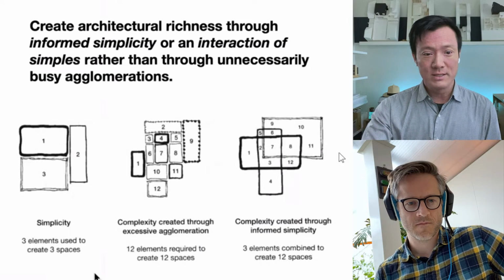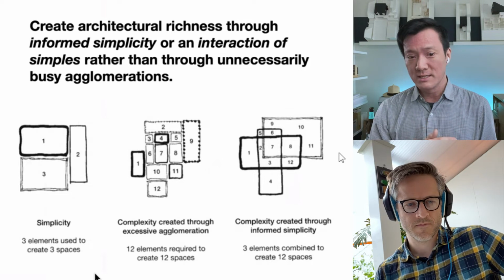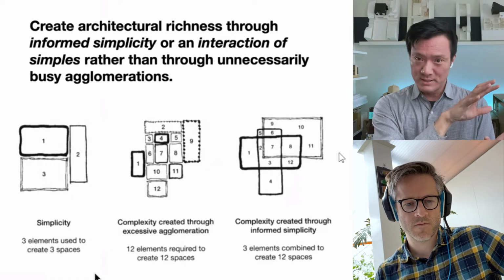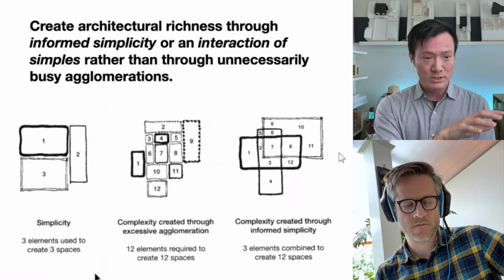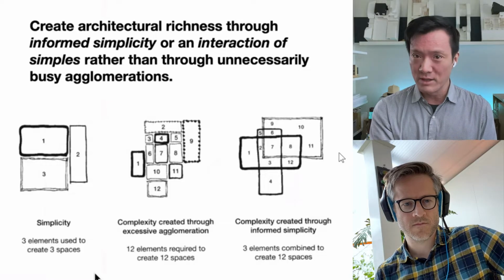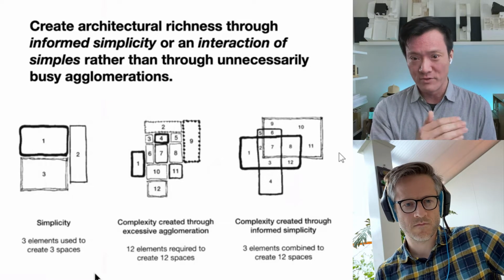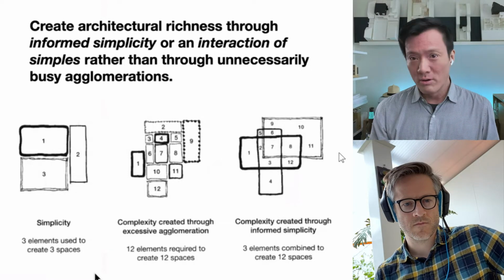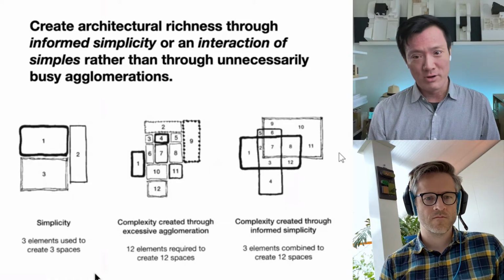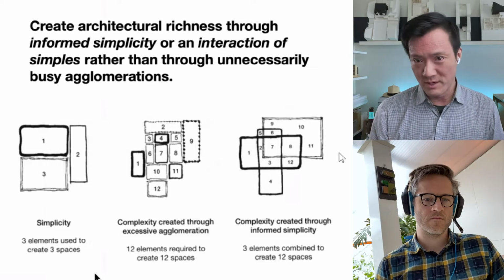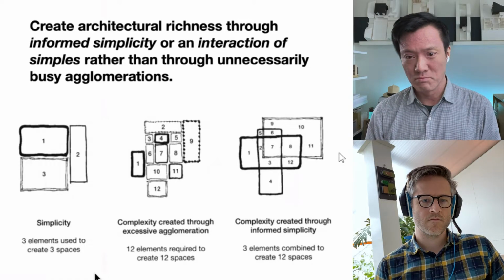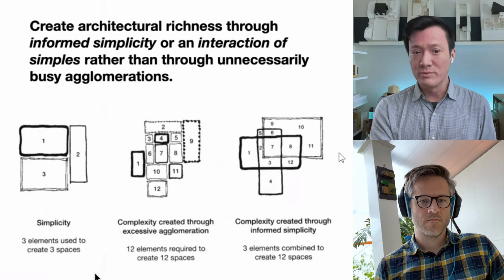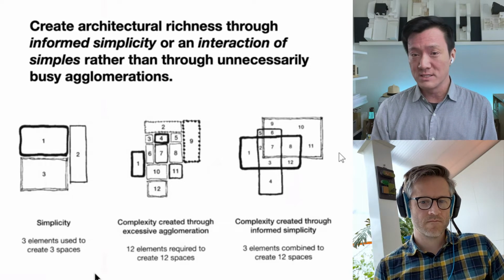Oh, this is a good one. The simplicity, complexity, and informed simplicity. This is the important way of understanding something. In this case, the simplicity is just 1, 2, 3: one space, using 3 elements to create 3 spaces. So it could be like a supermarket: front of house, back of house, loading dock. Pretty basic, pretty dumb. Or I think a lot of people go, well, I've got all these programs that I have to deal with. I have 12 different programs and I'm going to have 12 different spaces. Well, you can do that. But I think the good projects realize you can actually achieve 12 different spaces with 3 different volumes.